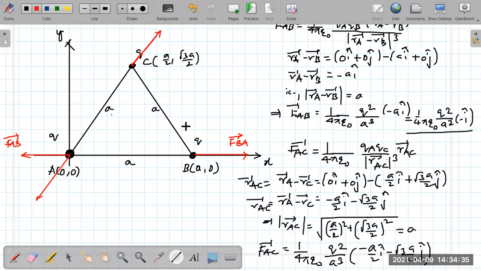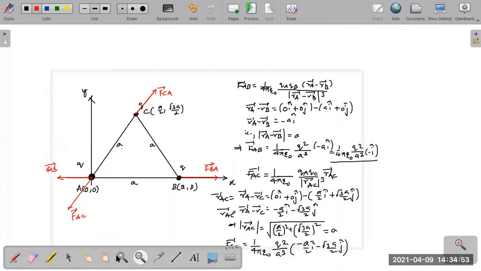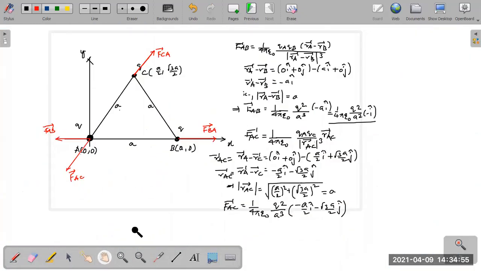And definitely C and B will also repel each other. But here we are not interested in that. Here we are not representing that. This is force on A due to C, and this is force on C due to A. Is that okay?